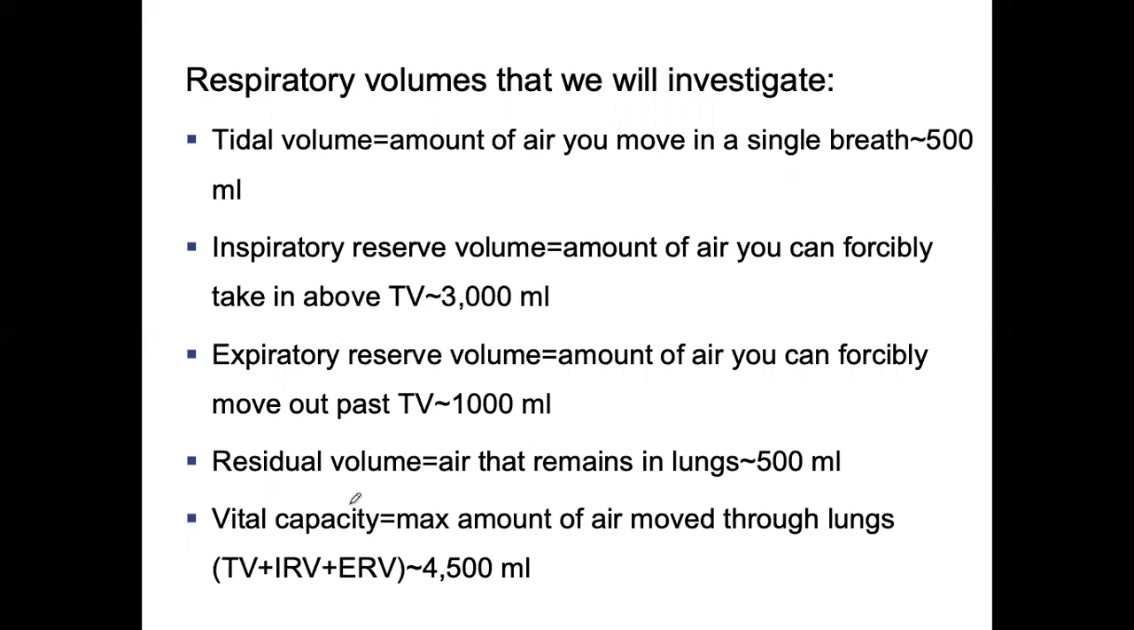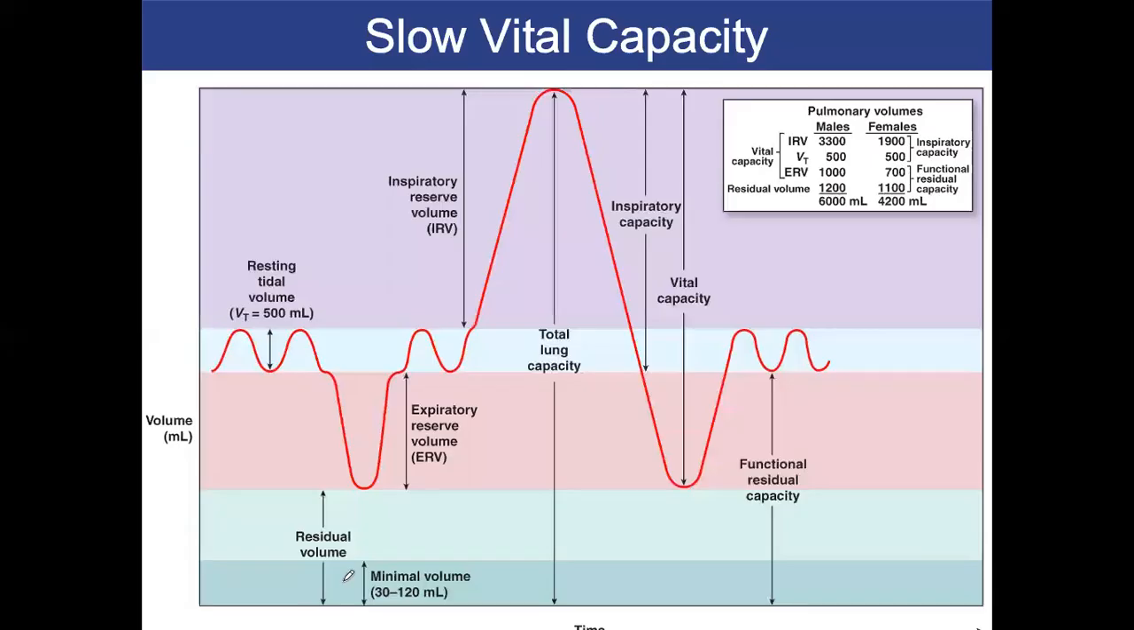Your vital capacity is the maximum amount of air moved through the lungs. So it's tidal volume, IRV, and ERV. Here's a plot of slow vital capacity. Why is it called slow vital capacity? Because you were breathing slowly when you did it. So it's a normal breath. Like if we were doing this in lab, it'd be a normal breath in, out, normal breath in, out, maximum breath in, and maximum breath out. Okay, and release it.